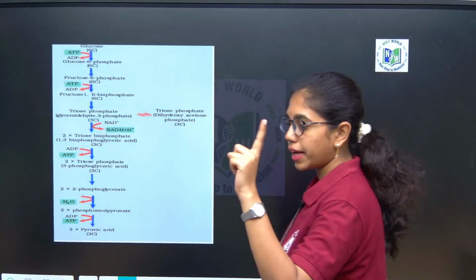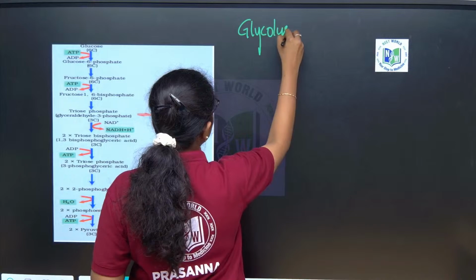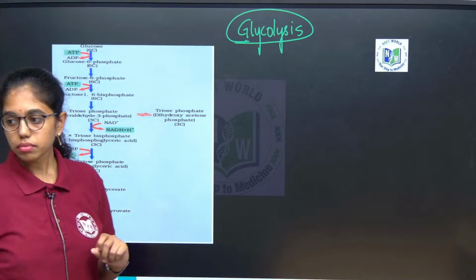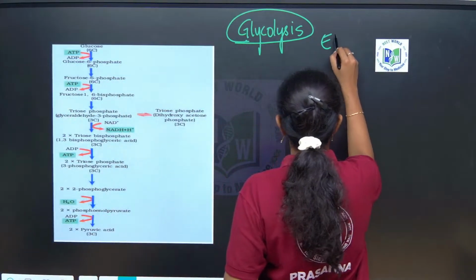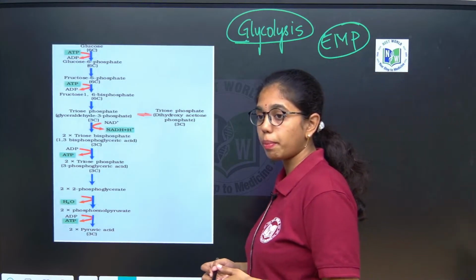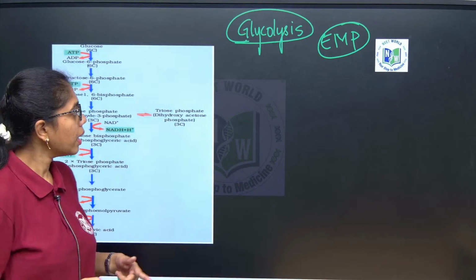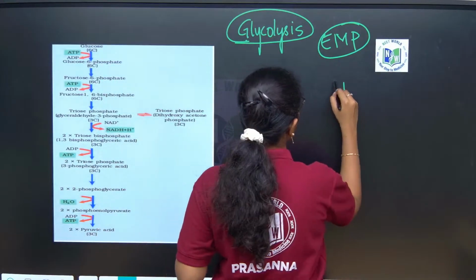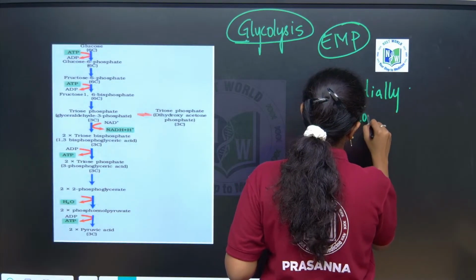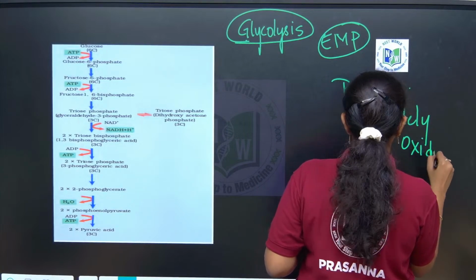Now, the very first process is glycolysis. I told you one thing, right? Glycolysis is also called the EMP pathway. Here in glycolysis, glucose is partially oxidized, or incompletely oxidized, we will call it. Remember these terms, more important: partially or incompletely oxidized.